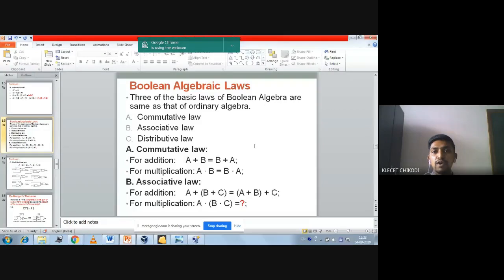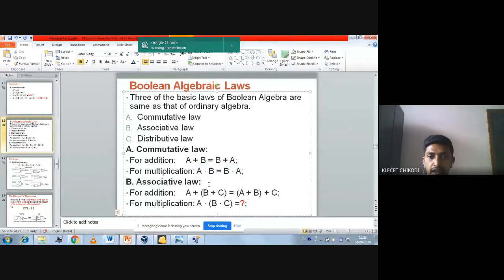So here also for Boolean algebraic functions, we have commutative, associative, and distributive law. You can apply the commutative law for addition as well as multiplication. Similarly, associative for addition and multiplication. Commutative: A plus B is equal to B plus A. Similarly, for multiplication, A into B is equal to B into A. So this is the commutative property. You have seen this in the arithmetic operation part also.